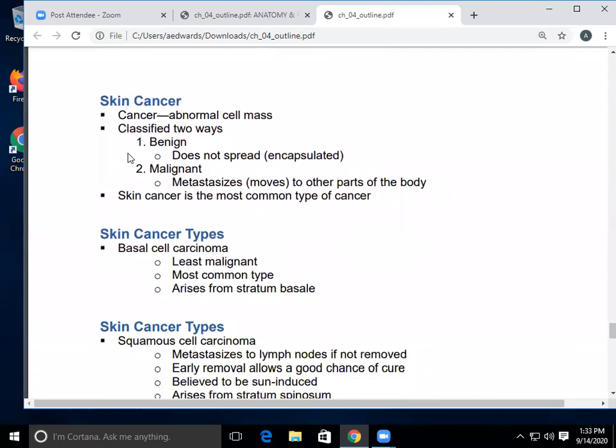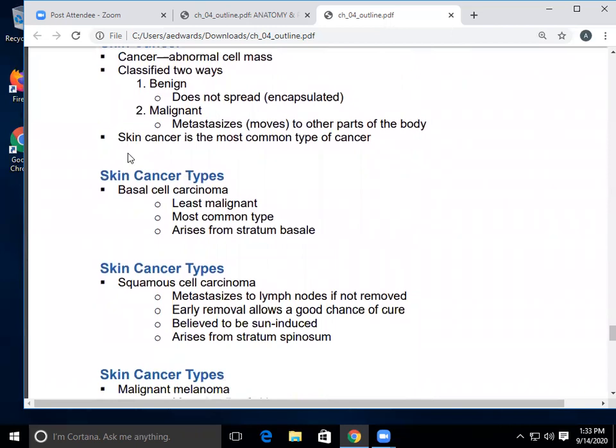Okay, what about cancer in skin? So this is getting an abnormal mass of cells, rapidly dividing cells in your skin. It could be benign or malignant. If it doesn't spread, it's considered benign. But if it metastasizes or moves to other parts of the body, it's considered malignant. Okay, and skin cancer is actually the most common kind of cancer that you will see.